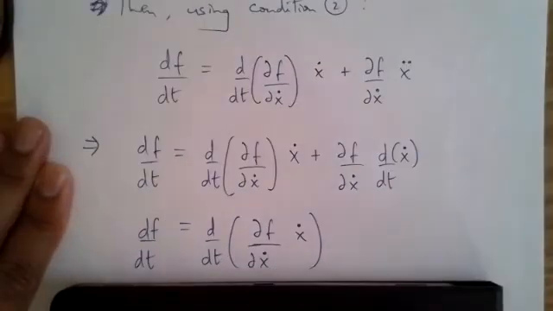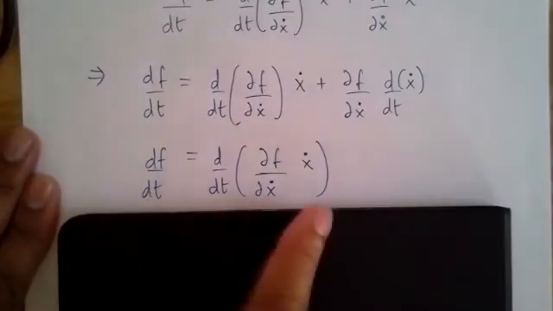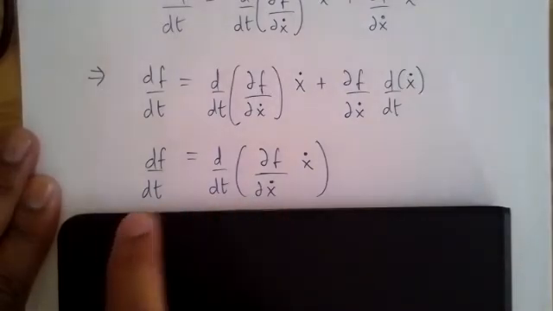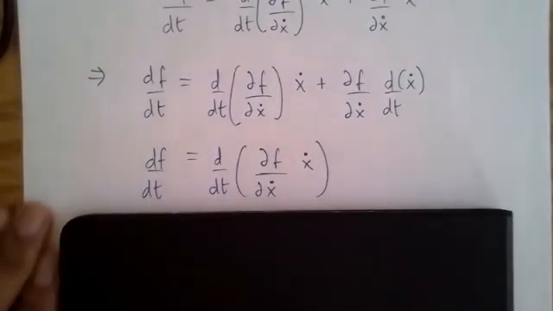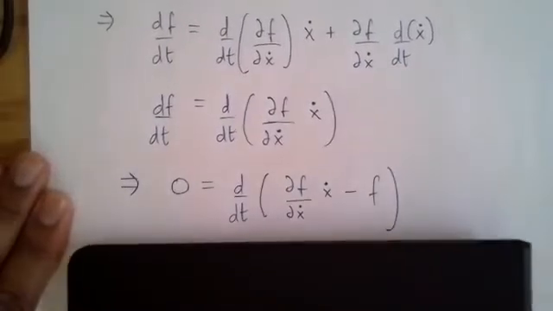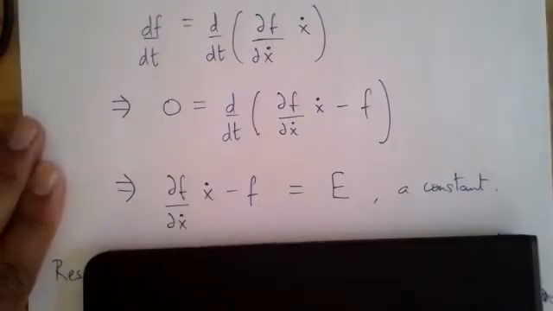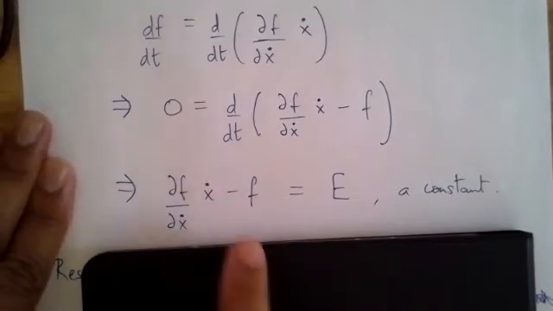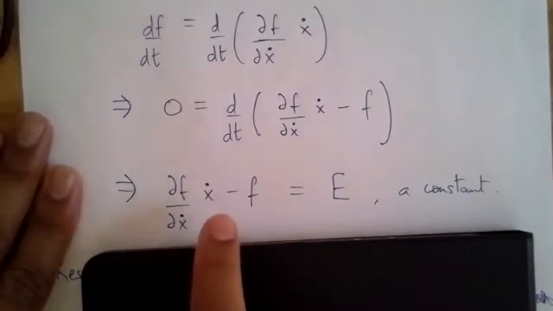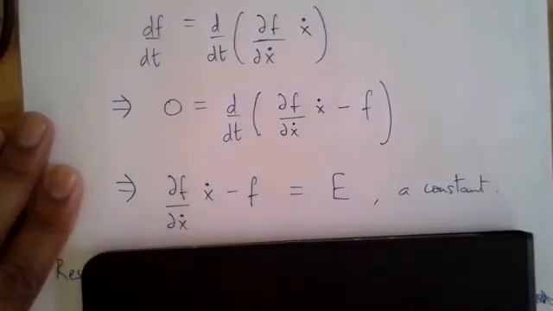And so we can combine both these terms into the time derivative of partial f partial x dot times x dot. Notice that on both sides of this equation, we have a total derivative with respect to time. So we can pull them both to the same side and rewrite our equation like so. But again, when is the derivative of something 0? Well, it's when the thing inside is a constant. So we call this expression, partial f partial x dot times x dot minus f, a constant e. In this case, it would be a constant with respect to time.